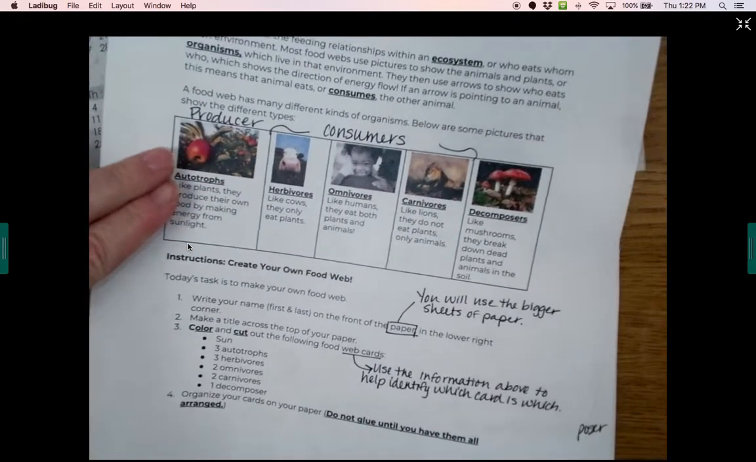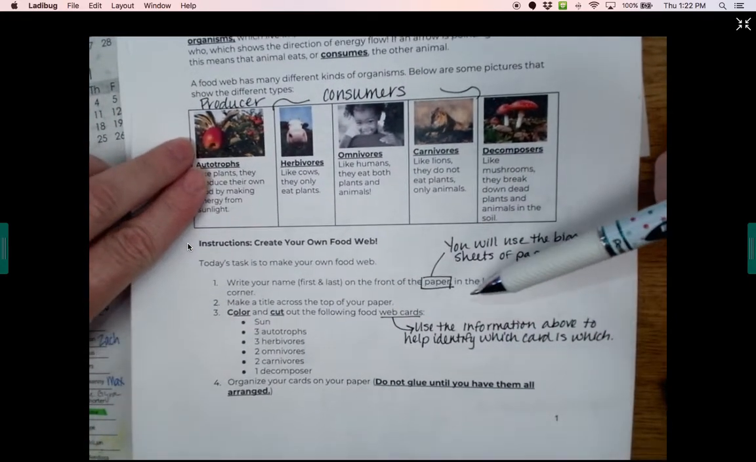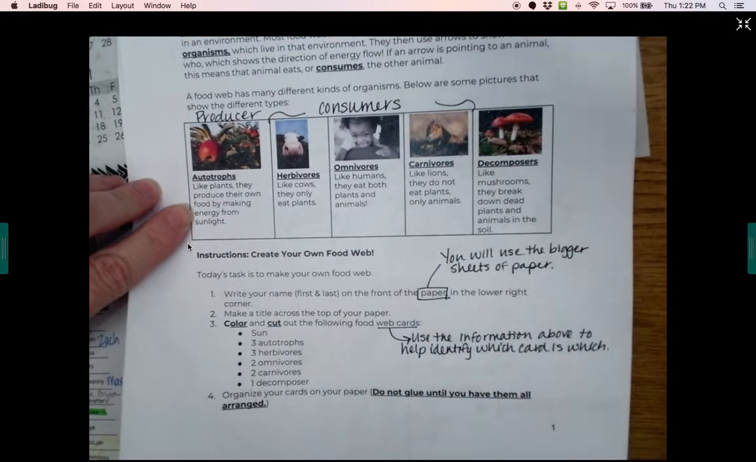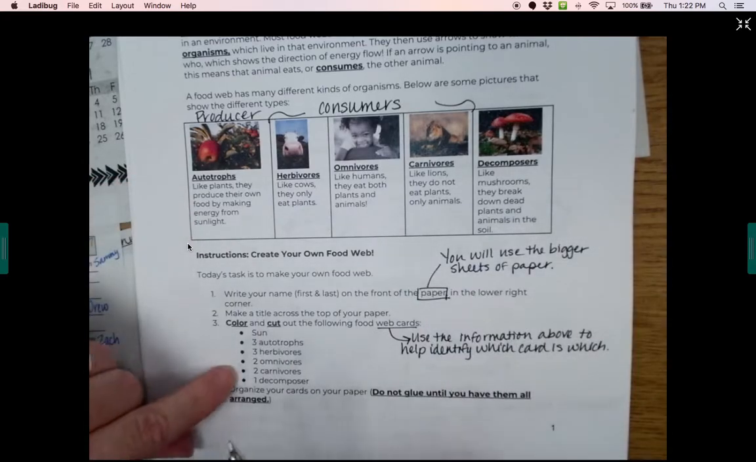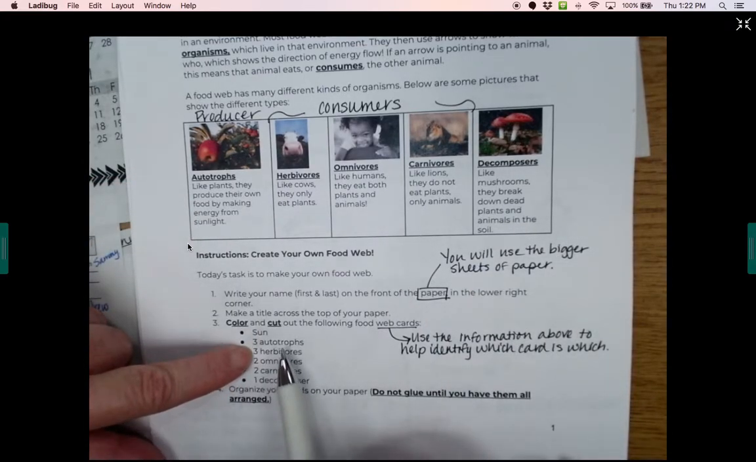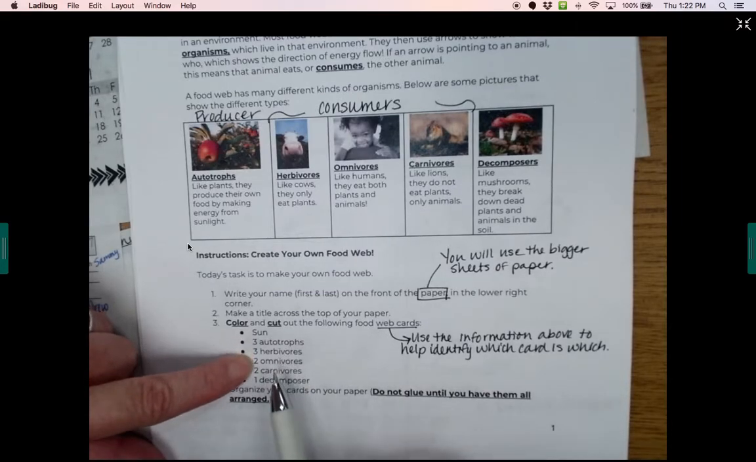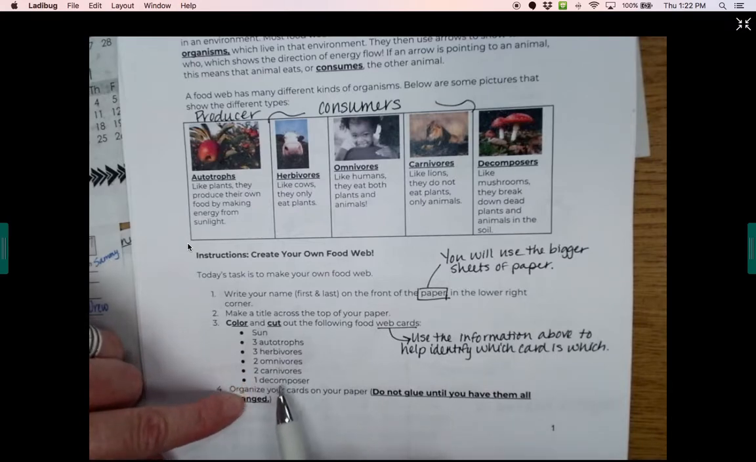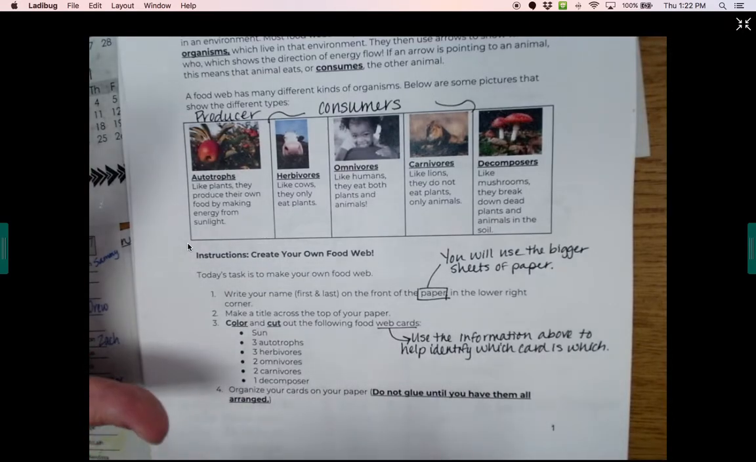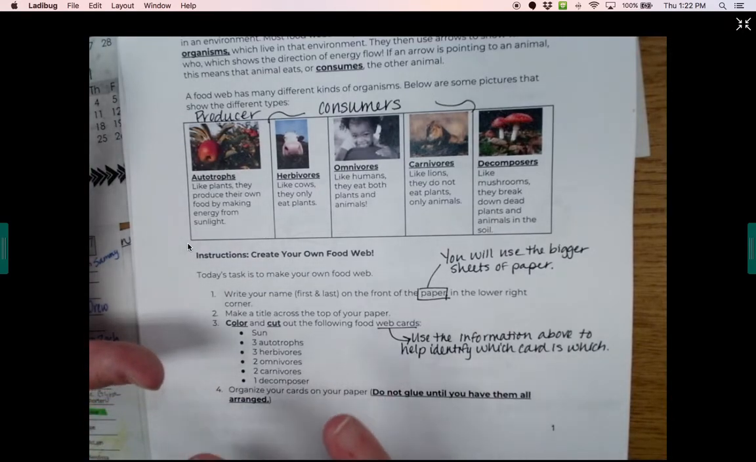Okay? All right, so once you cut them out, you're going to need to use these definitions up here to help you figure out which one is which. Because you're going to have the sun, you're going to have 3 autotrophs, 3 herbivores, 2 omnivores, 2 carnivores, and 1 decomposer. So you're going to cut them apart, and you're going to put them on that big piece of construction paper, and you're going to create a food web.